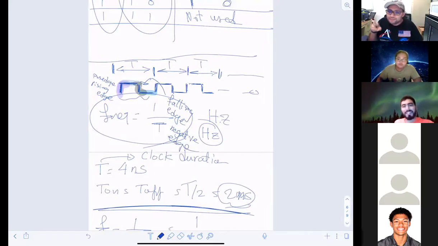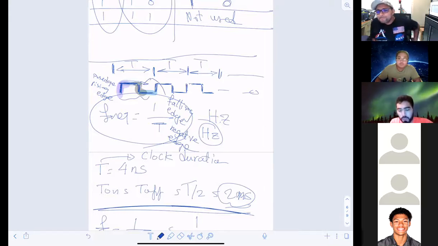Two. Rising and falling, you can call it positive and negative edge, right? How many levels do we have? Two levels, right? What is the most important thing people use for flip-flops? The edges. They don't care about the levels.